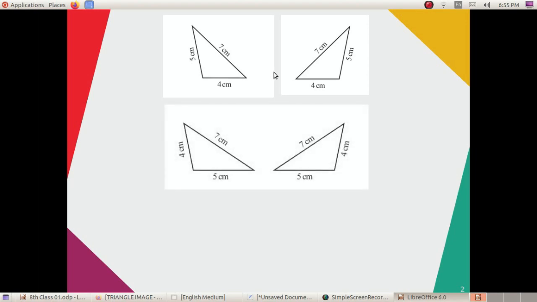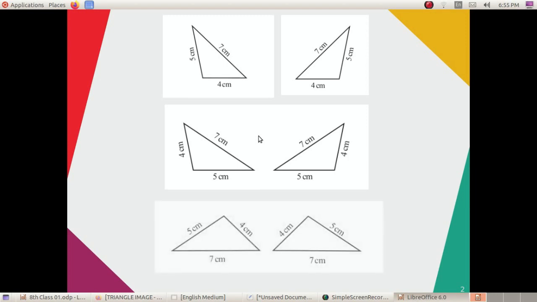Right. Now look at this second picture. There are two triangles in this figure also. They also have the same sides, 4 centimeters, 5 centimeters and 7 centimeters. But the base is taken as 5 centimeters. Now the third picture, they also have the same sides but the base is taken as 7 centimeters. Now considering all these 6 triangles, all the sides are equal.